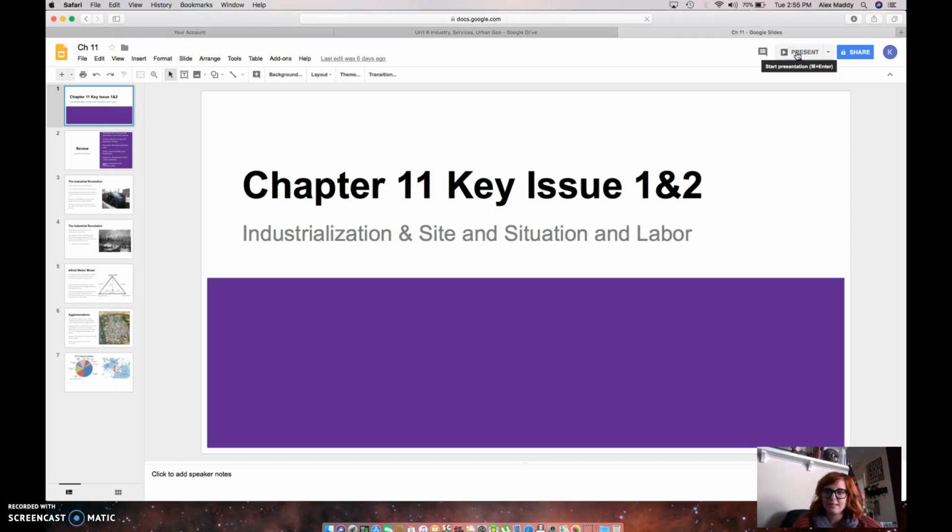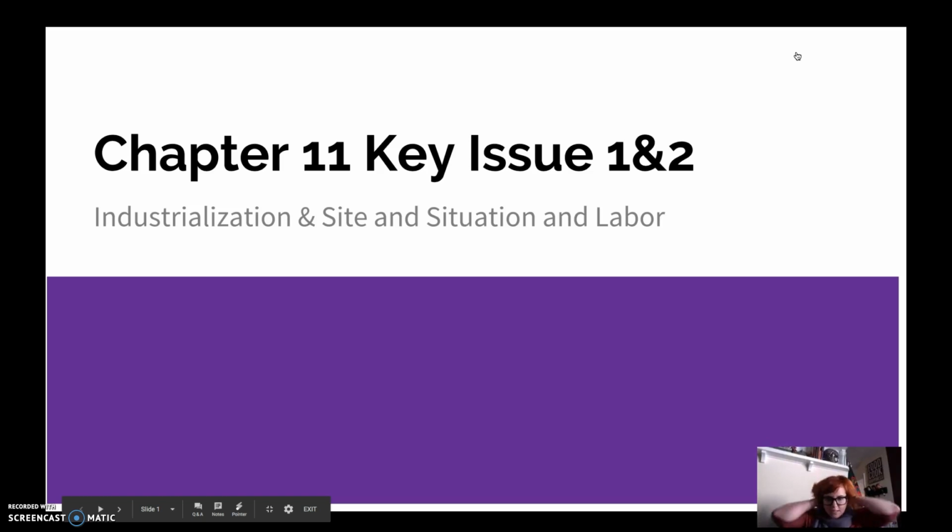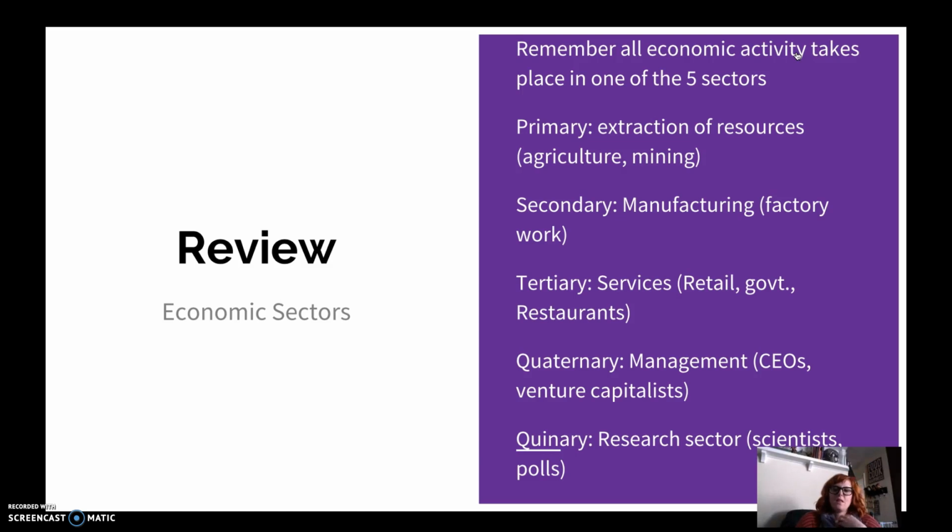Hi guys, this is chapter 11, key issues 1 and 2. It's very, very short, so I'm just going to get into it. We're talking about industrialization, site and situation, and labor. So some of it should be a bit of a review.